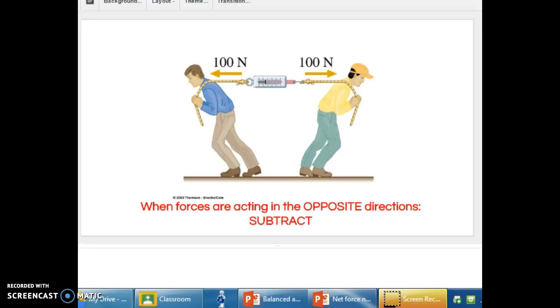Here you have two men pulling in opposite directions. The man with the blue shirt is pulling 100 newtons to the left. The man in the yellow shirt is pulling 100 newtons to the right. The forces are opposite, so you subtract. Your net force here would be 0 newtons. When it is 0, it is balanced.